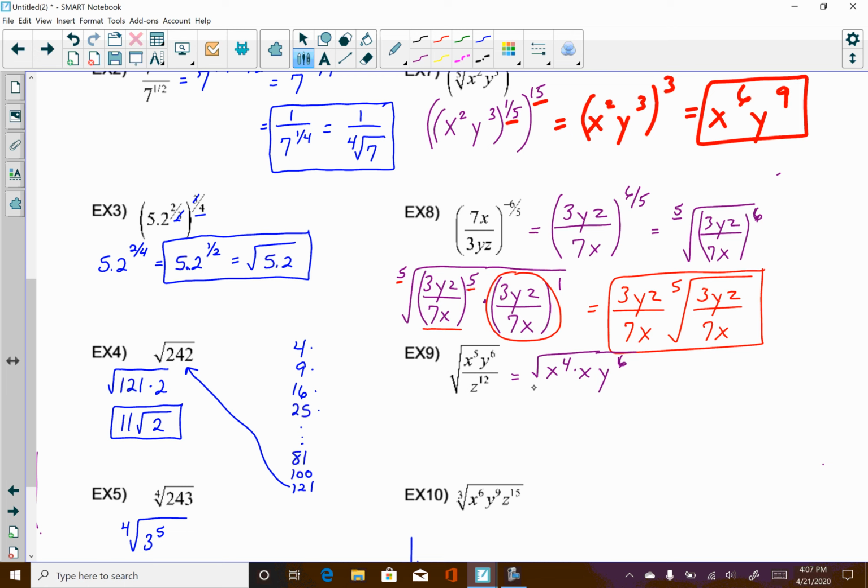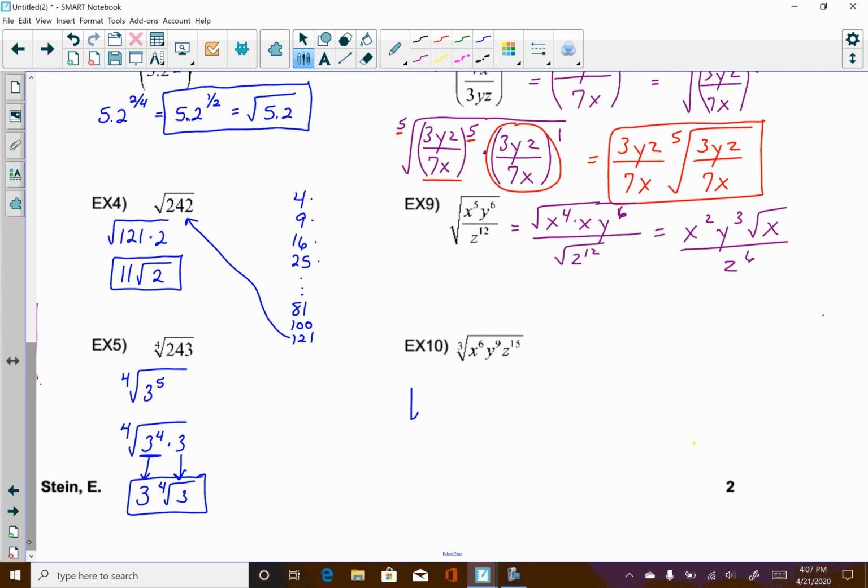And then on the bottom, I have the square root of z to the 12th. Since that's even, I don't need to worry with it. Now just come through and take the square root of the pieces that I can. The square root of x to the 4th is x squared. Square root of y to the 6th is y cubed. And then I'd leave the square root of x up top. And then the square root of z to the 12th would be z to the 6th. Final answer.